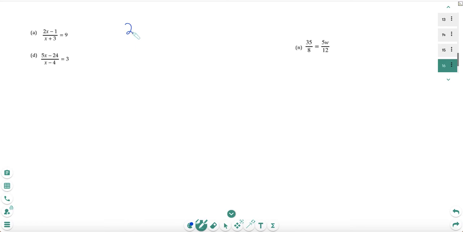Here, 2x minus 1 over x plus 3 equals 9. Oh crap, what do I do? Well, I see a fraction. Just get rid of it. How do you get rid of dividing by x plus 3? We're going to times by x plus 3. I put in brackets, x plus 3. To balance it, we have to times this side by x plus 3. So divide x plus 3 and times x plus 3, they cancel out.